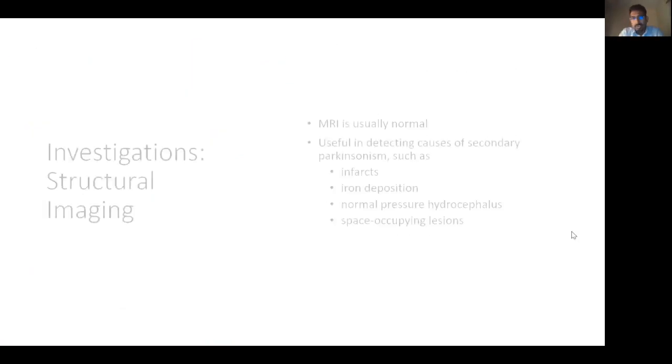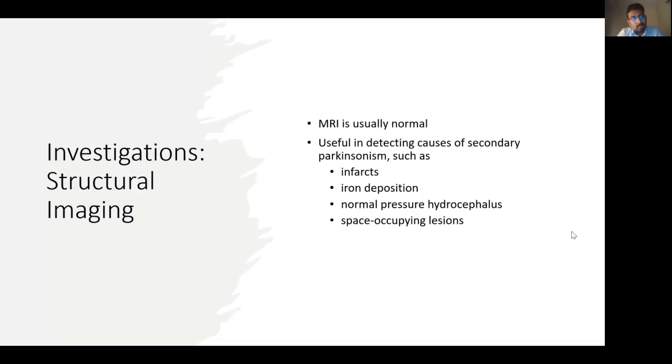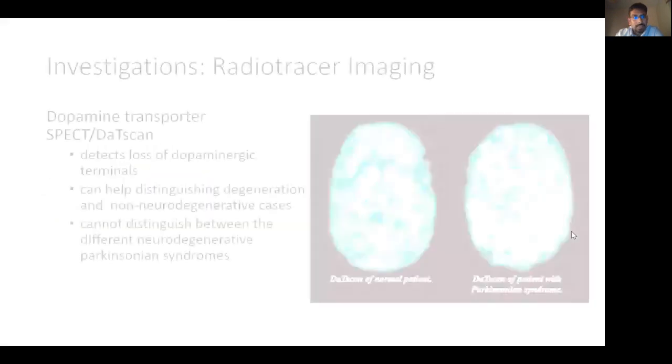The commonest thing we do is MRI, and if you can remember, we are talking about the secondary causes of Parkinsonism. MRI actually looks mostly for the secondary causes. Most of the secondary causes have their own kind of presentation, like normal pressure hydrocephalus, iron deposition, infarct. I will not discuss it as a routine, but if we get time after the webinar, then we can definitely discuss the MRI findings of the alternate causes.